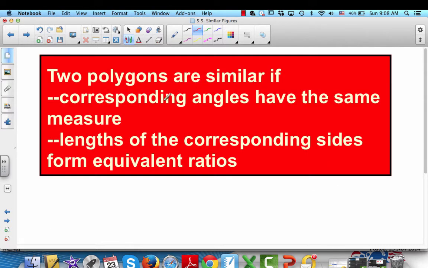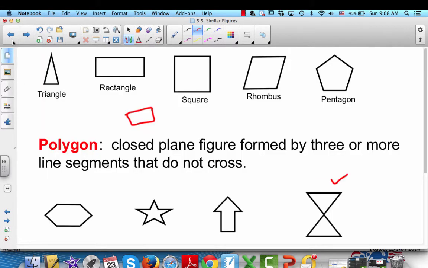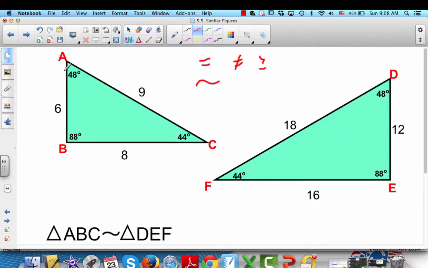So, two polygons are similar if the corresponding angles have the same measure and the lengths of the corresponding sides form equivalent ratios. So, let's go back over here. The corresponding angles, 48 matches to 48, 44 matches to 44, 88 matches to 88. Corresponding angles are equal or congruent. And the sides have to be proportional. So 9 times 2 is 18. 8 times 2 is 16. 6 times 2 is 12. So these are proportional. You just got to multiply them all by 2 to get the big triangle.